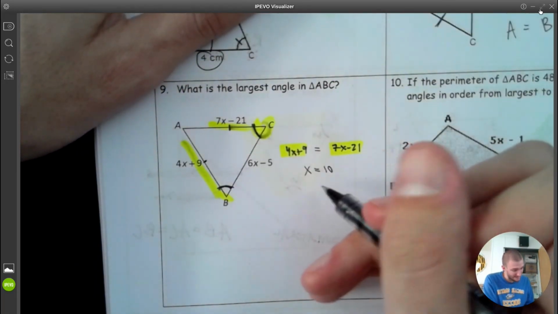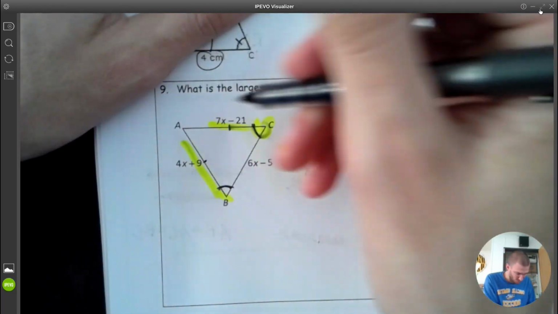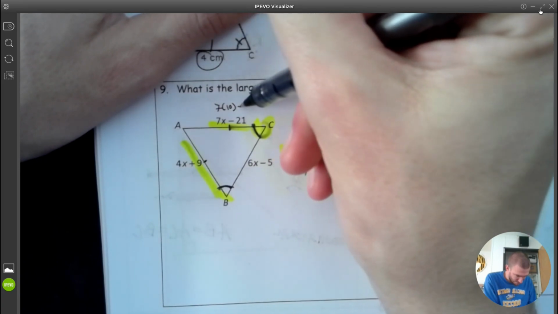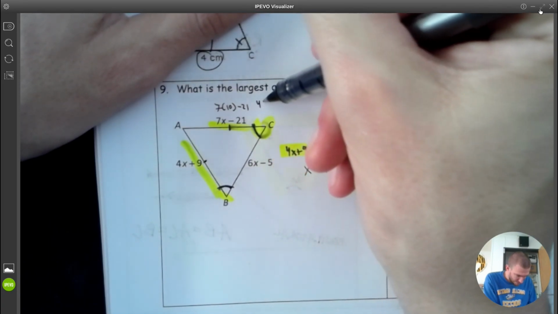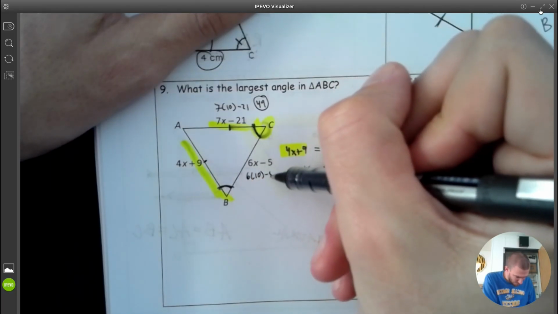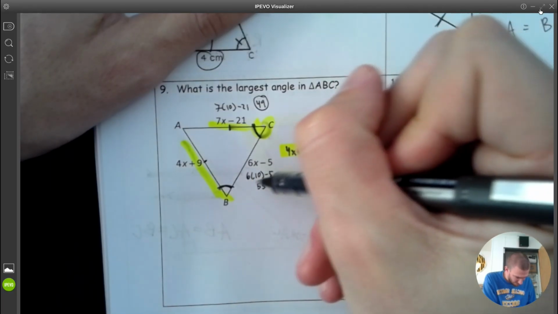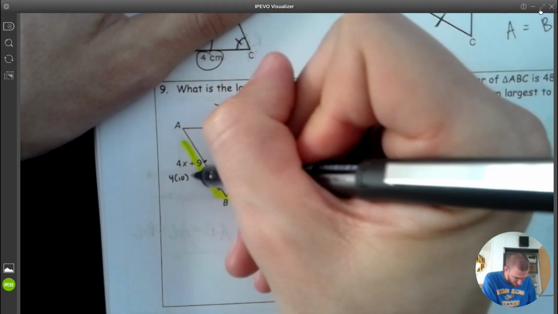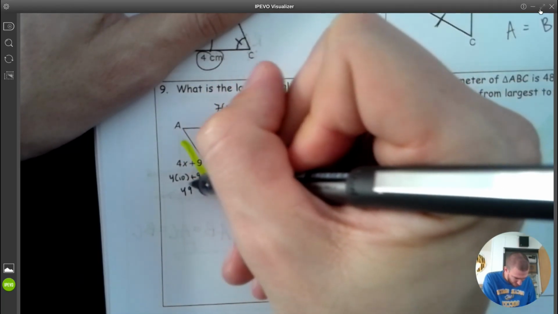Now I'm going to need to take this 10 and plug it in so I can figure out which one's which. Okay, up top here, that's going to be 7 times 10 minus 21. That's going to be 49. This is going to be 6 times 10 minus 5. That's going to be 55. And this is going to be 4 times 10 plus 9. That's going to be 49.